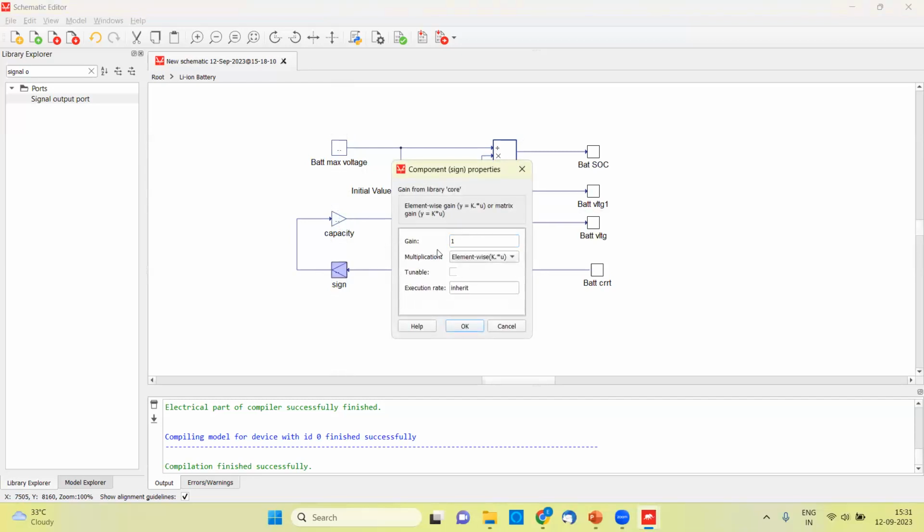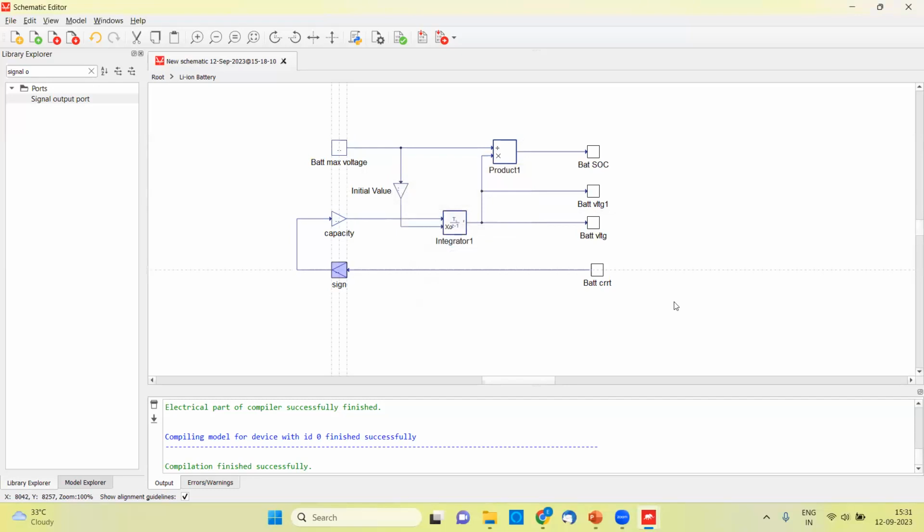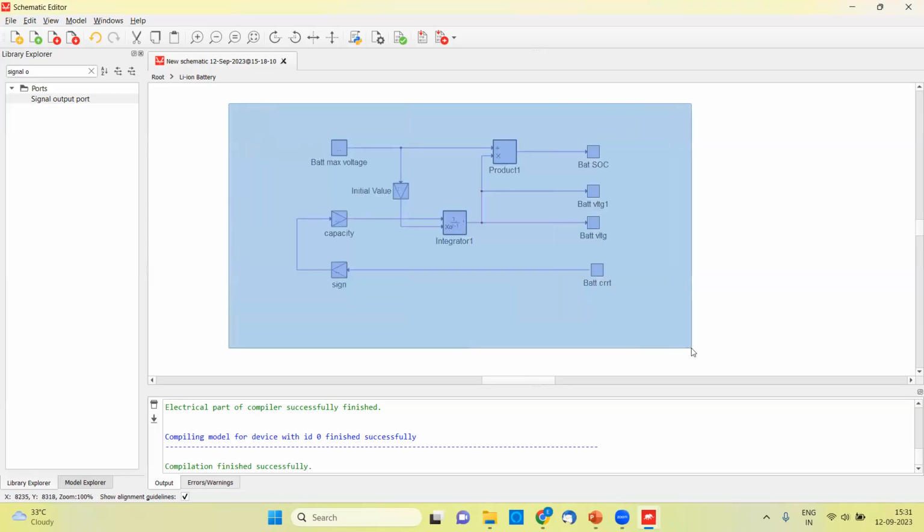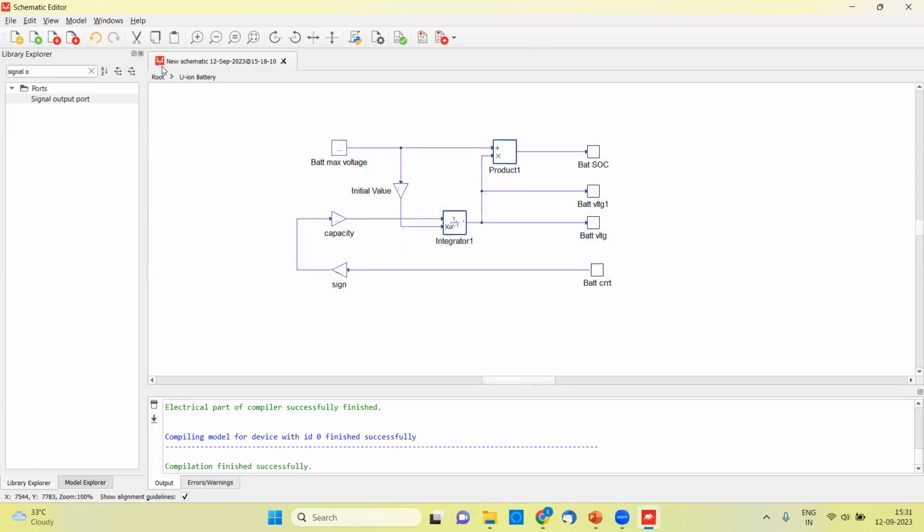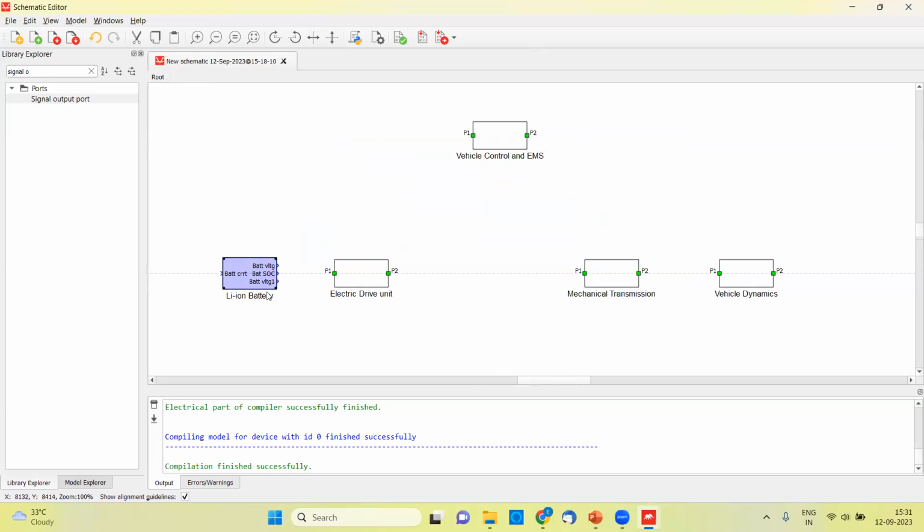In the sign block, I'm only going to change this 1 to -1 because whatever input is coming, that is basically a negative value and I want to convert it into a positive symbol. Now, I don't think I have to change any other settings over here. Rest of the settings are perfect. And our battery, this battery model pack has been designed. So this is our very first subsystem which we have made, and this subsystem is completed.